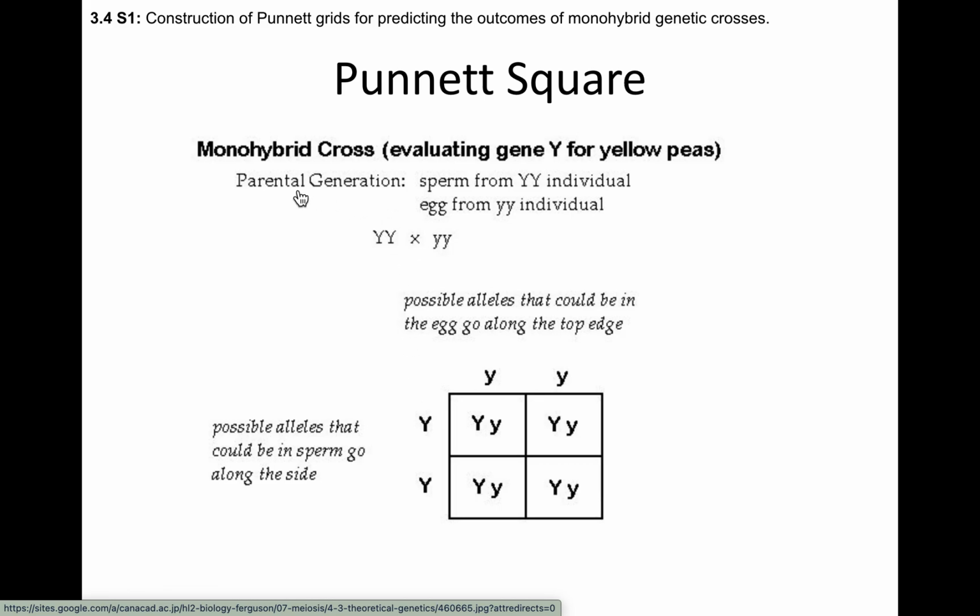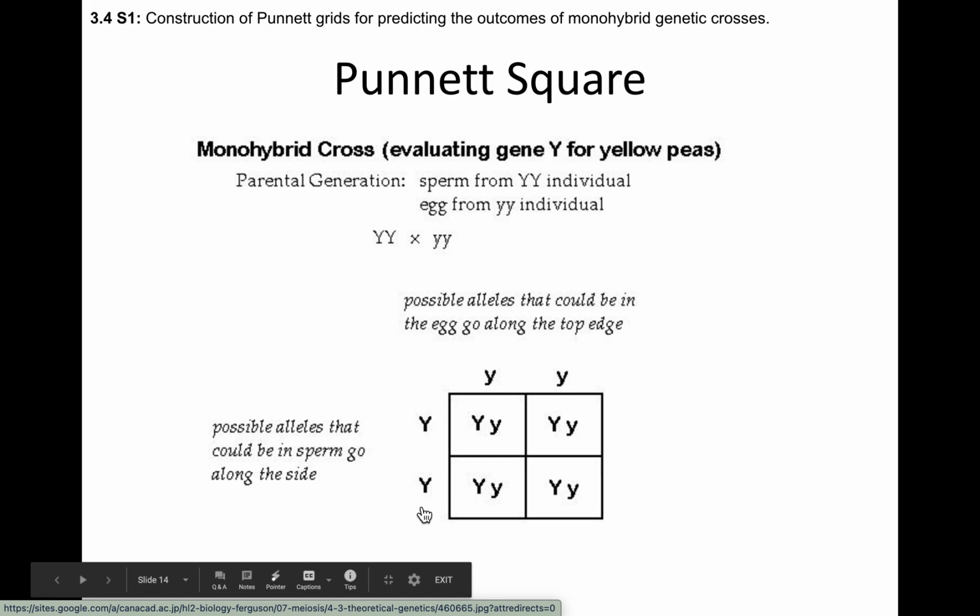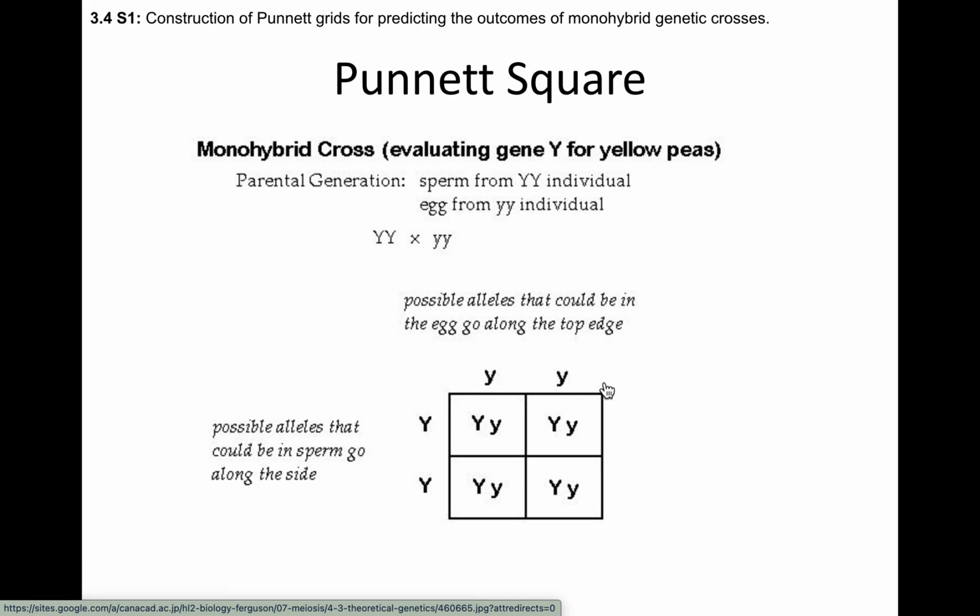So what you're going to look at here is first evaluating the gene for yellow peas in this example. The parental generation, the sperm is from a YY individual, so it's dominant homozygous, and the egg is from a recessive homozygous, so 2 lowercase y's. We're going to put one parent on this side and the other parent on this side, and we're going to do the cross. A trick that I've always taught students is, under the uppercase letter, to draw a line when the letters look very similar, uppercase and lowercase, so you don't get confused.